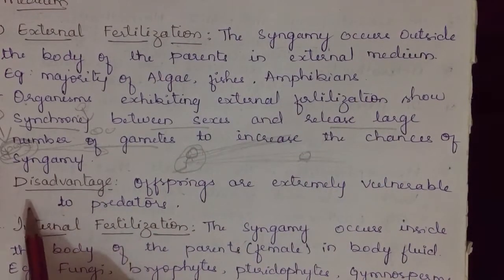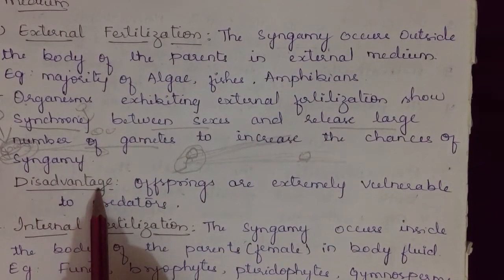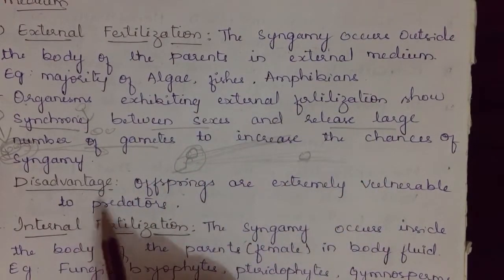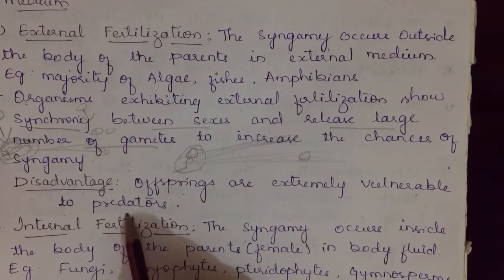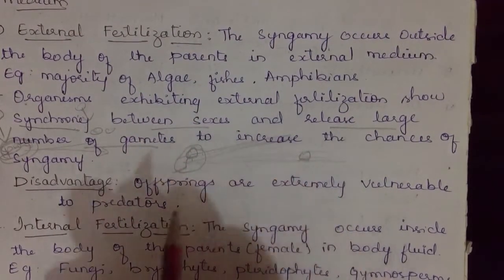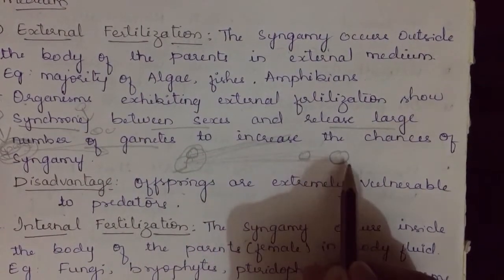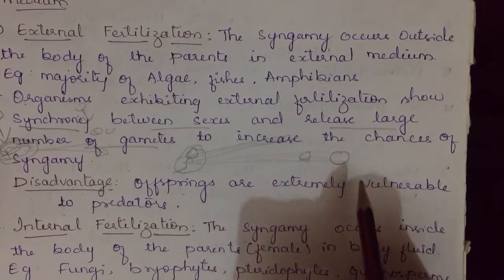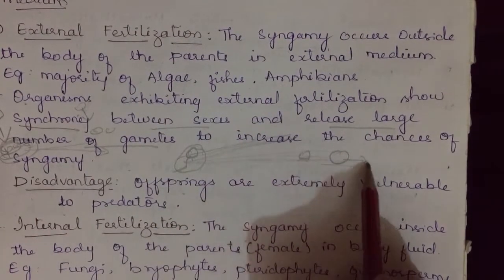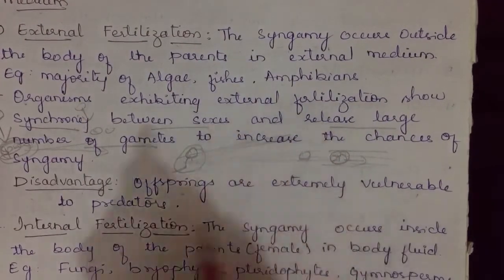Okay, next one, disadvantage of external fertilization. What is the disadvantage of external fertilization? Offsprings are extremely vulnerable to predators. Is it? Now what we said, fertilization is taking place outside the parent body. After fertilization, the zygote is formed. Now where is this zygote formed? Inside the parent body? No, it is formed outside the parent body itself, as we are taking water as a medium. The zygote is formed in the water.